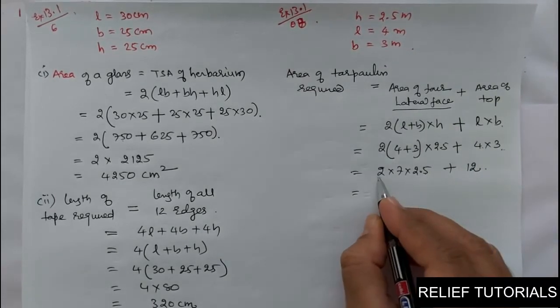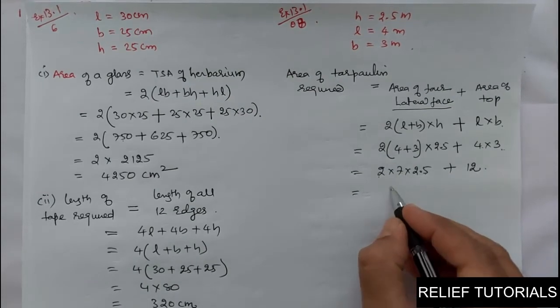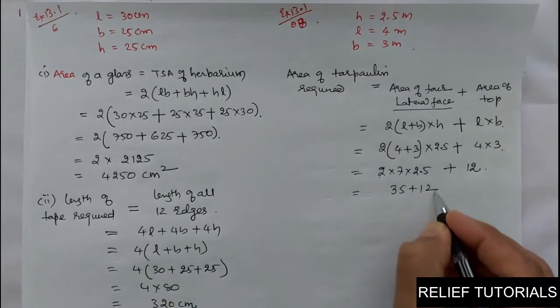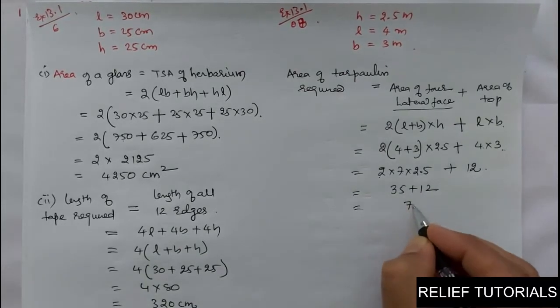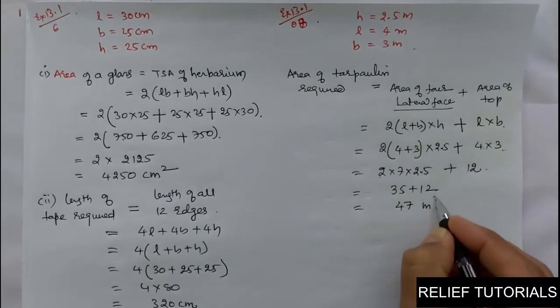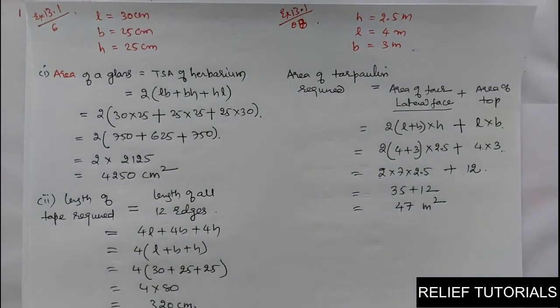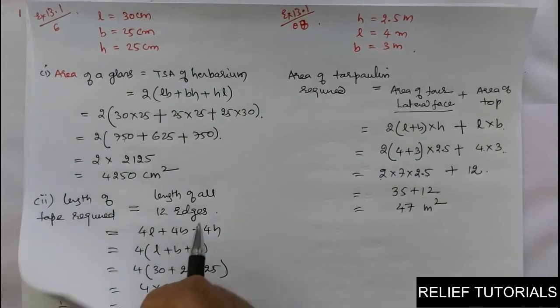So 2.5 into 2 is 5. 5 into 7, 7 5s are 35, plus 12. So 5 plus 2 is 7, 3 plus 1 is 4, so 47. 47 meters square of tarpaulin is required to make such a structure. Clear? So this is question number 8. Now we will discuss question number 7.